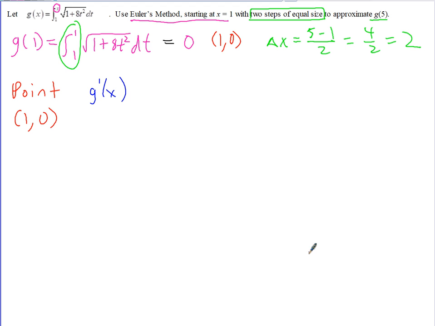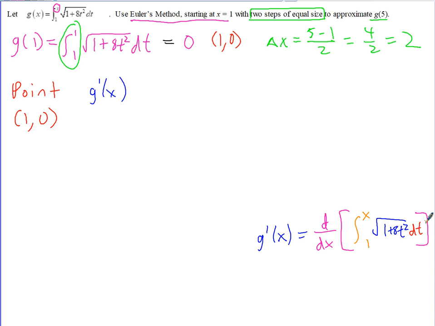So let's do this. I'm going to use our space down here to find g prime of x, and this is a review from something we did last year. Remember, when you're taking the derivative of an integral, you initially write it like this: d over dx with brackets around the integral from 1 to x of the square root of 1 plus 8t squared times dt.